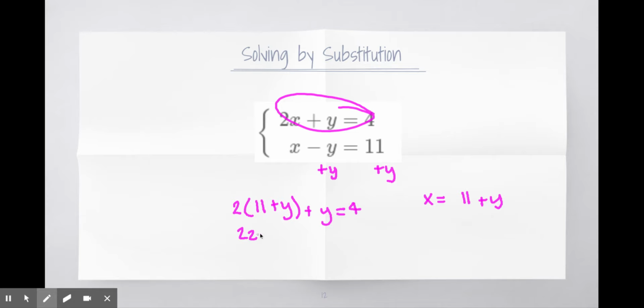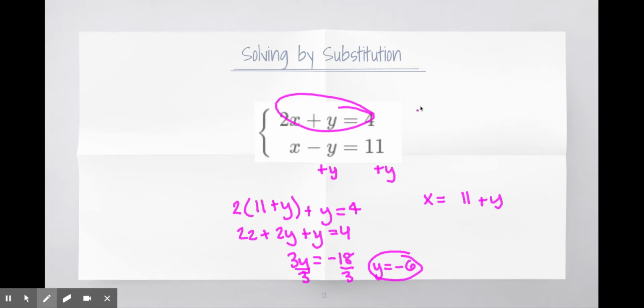So I have 2(11 plus y) plus y equals 4, which is 22 plus 2y plus y equals 4. I'm going to combine my like terms and subtract 22 from each side all in one step. And when I divide each side by 3 to end this, I end up with y is equal to -6. And so now what I can do is go back to my equation and plug in this -6 for y, and then I can figure out what x would be equal to.